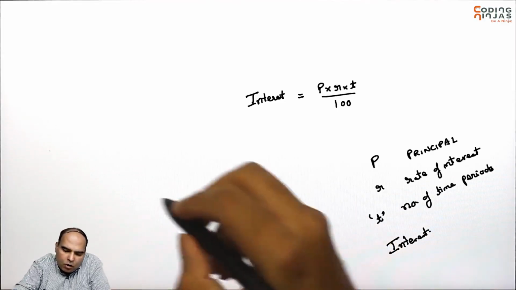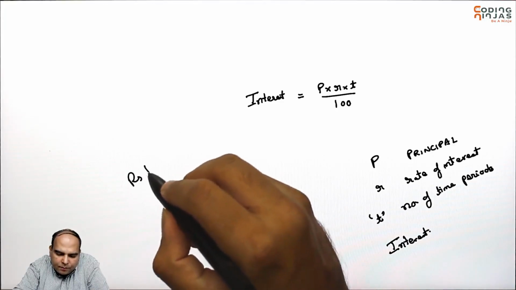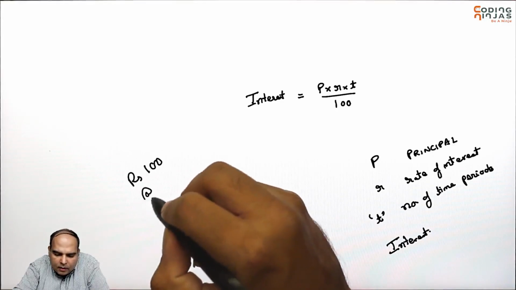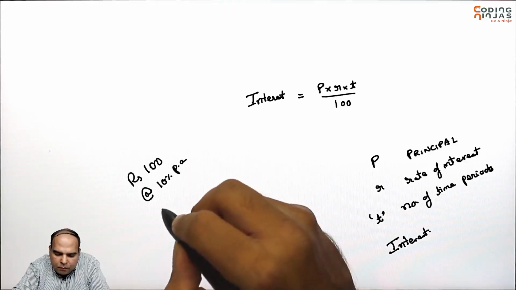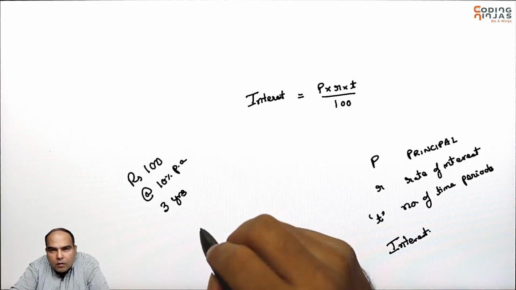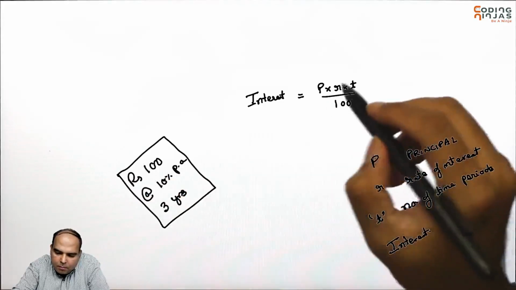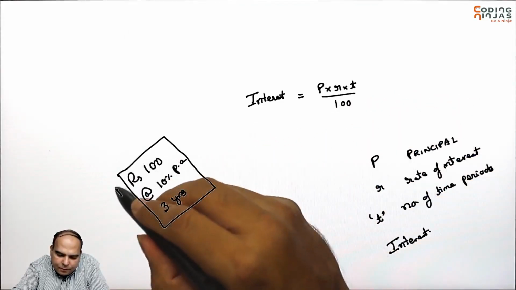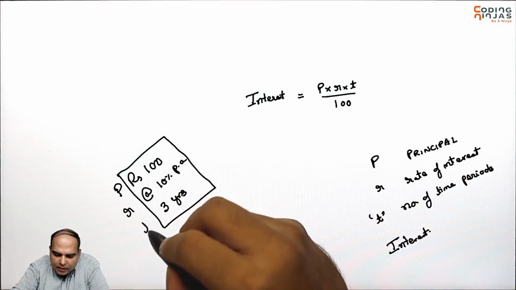So if I talk about a situation where you are investing rupees 100 at 10% per annum for 3 years, P is 100, R is 10, and T is 3.